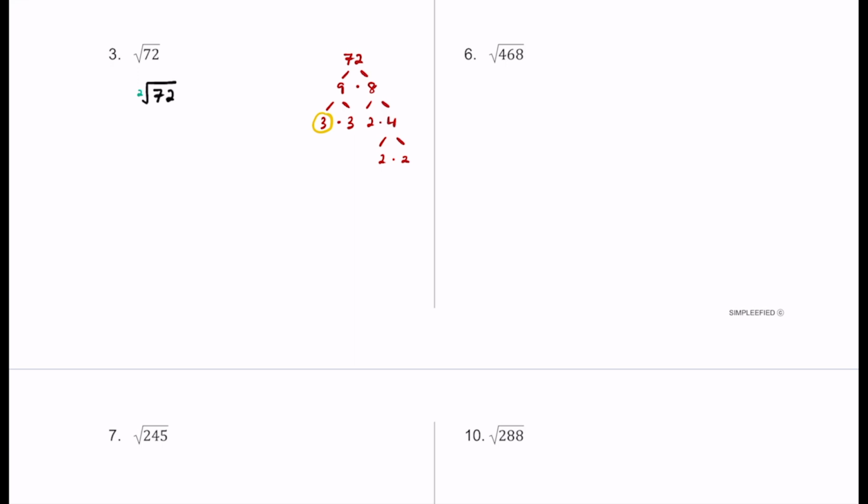Now this 3 is prime, this 3 is prime, we have a 2 that's prime, a 2 that's prime, and another 2 that's prime. Now let's just look for some pairs. Looks like 3 and 3 are going to make 9. That's going to be a perfect square. Looks like this 2 and 2 together are going to make 4. That's a perfect square. And this 2 that's left over, that's not a perfect square, but 9 times 2 times 4 is equal to 72. All right, we just kind of rearranged some of the factors here.